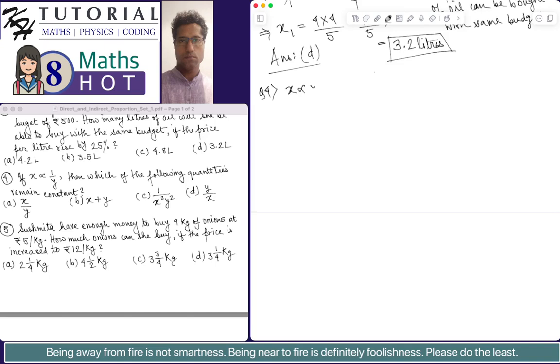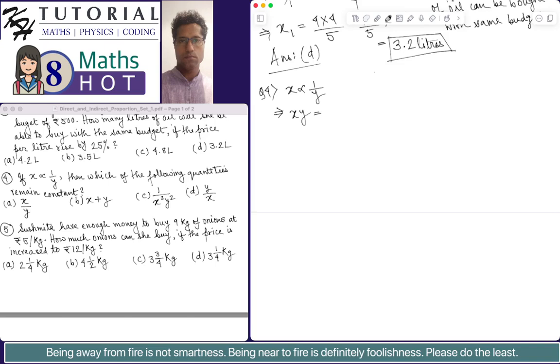This is the notation for X varies directly with Y, and this is the notation for X varies inversely with Y. So we are given this. From the concept of when two quantities X and Y are in inverse proportion, we know that their product is a constant. That is, the product of all corresponding values of x and y will be the same constant.